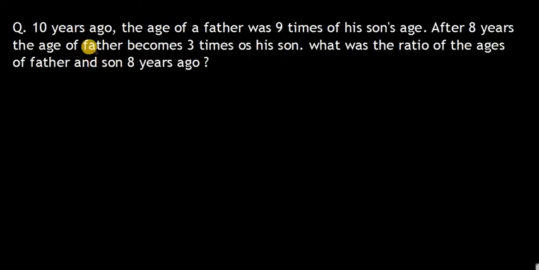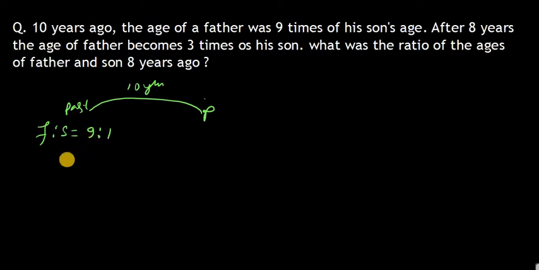Next question. 10 years ago, the age of father was 9 times of his son's age. After 8 years, the age of father becomes 3 times of age of his son. Let's say this is the present age, and 10 years ago, the age of father was 9 times of his son's. Father and son, 9 is to 1. This is the ratio of father and son 10 years ago.